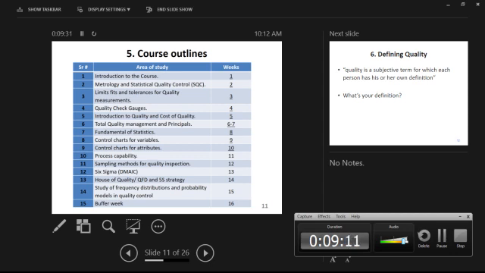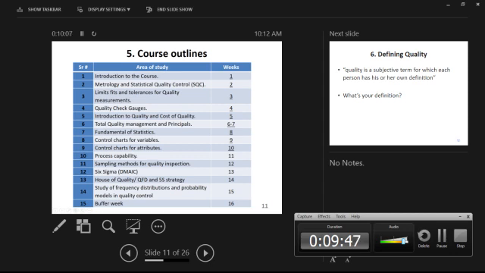Limits, fits, and tolerances for quality measurement are also from SQC. We will cover this in week number 3. The fourth topic is quality check gauges, which we will cover in week number 4. There are some gauges commonly used in industry to check the quality of the product. Then from the 5th week we will start to introduce quality and cost of quality.